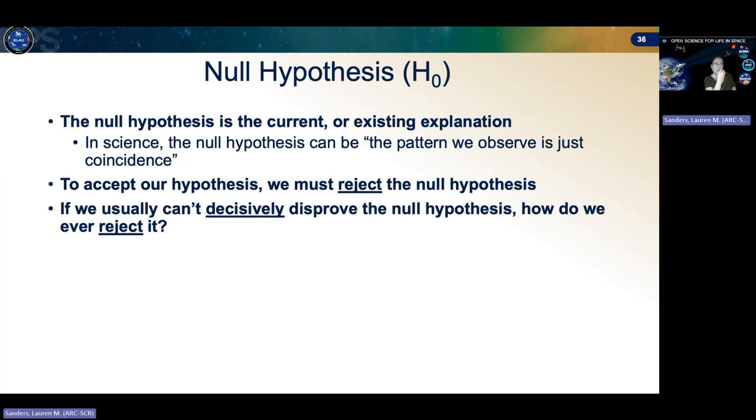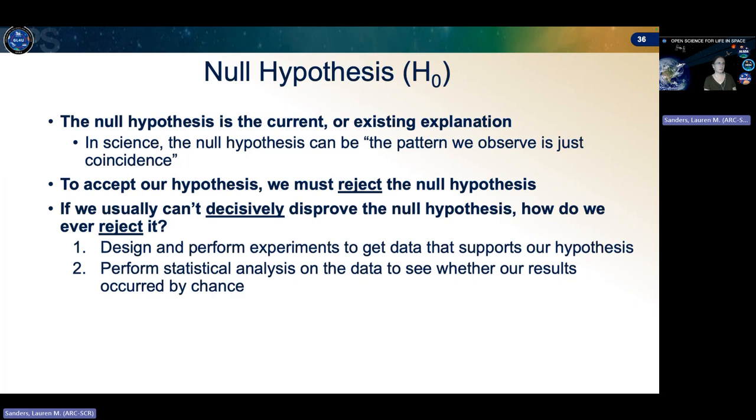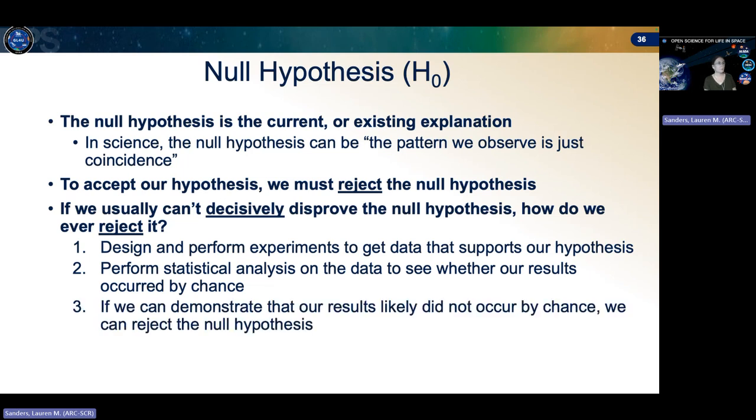But if we usually can't decisively disprove the null hypothesis, we can't prove that this is never just coincidence, how do we ever reject it? Well, first we design and perform experiments that will collect data that either supports our hypothesis or not. And then we can perform statistical analysis on the data we've collected to see whether our results occurred by chance. That's what statistics are for. And if we can demonstrate that our results likely did not occur by chance, then we can reject the null hypothesis.